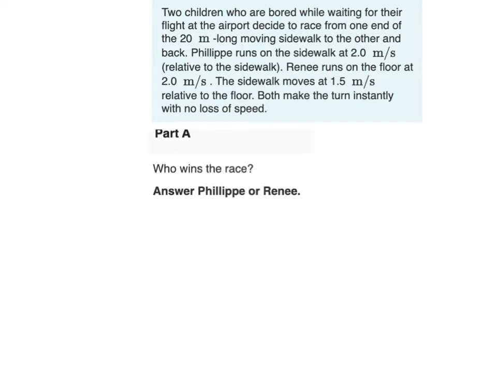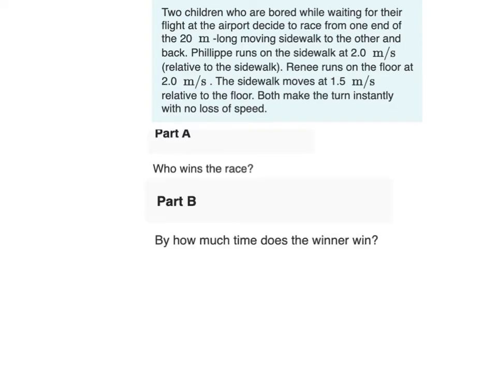Part A, who wins the race, either Philippe or René? And Part B, by how much time does the winner win? So for this problem, the first thing is that probably just finding the times is the way to go, and that will answer A accidentally while we answer B along the way. So we'll do that.